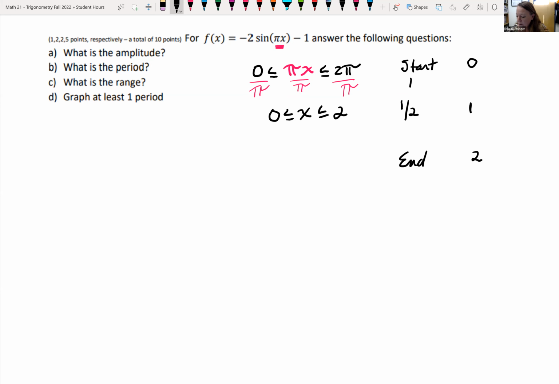To find the quarter-way mark, we look at our start and halfway mark, sum those together and divide by 2. So 0 plus 1 is 1, divided by 2 is 1/2. So our quarter-way mark is 1/2. To find our 3/4 mark, we look at our halfway mark and our end mark and find the halfway point between those two. Summing those values, 1 plus 2, which is 3, and 3 divided by 2 gives us 3/2.